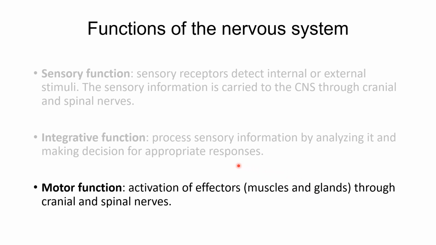So these decisions will be carried through the cranial and the spinal nerves to the effectors, which are the muscles and the glands, to perform a certain function, to change the activity of muscle contraction or the secretion of certain hormones or enzymes.